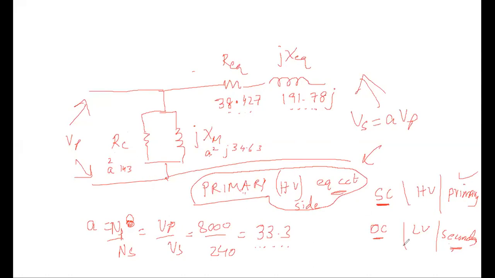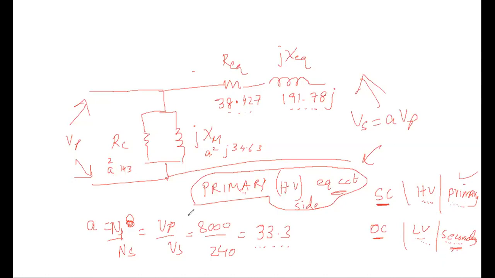So when I refer the RC and JXM values towards the primary side, because they were found with respect to the secondary side. The test was conducted on the low voltage secondary side, and I'm making the primary equivalent circuit. So these parameters are already with reference to the primary side. The test was conducted on primary high voltage side. This test was conducted on the secondary low voltage side. So I have to reflect the parameters towards the primary side by multiplying by A square.